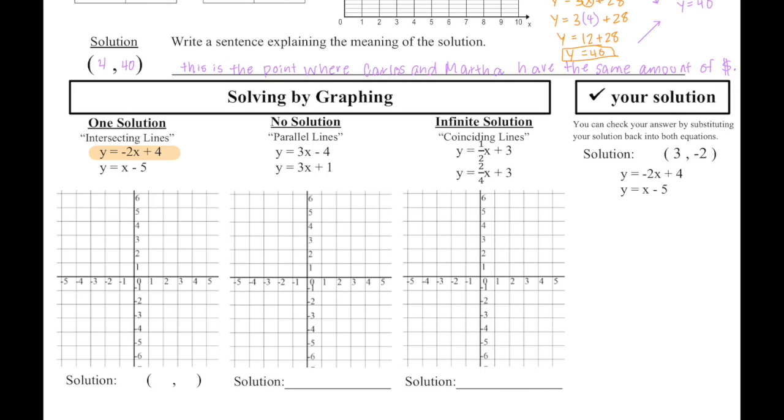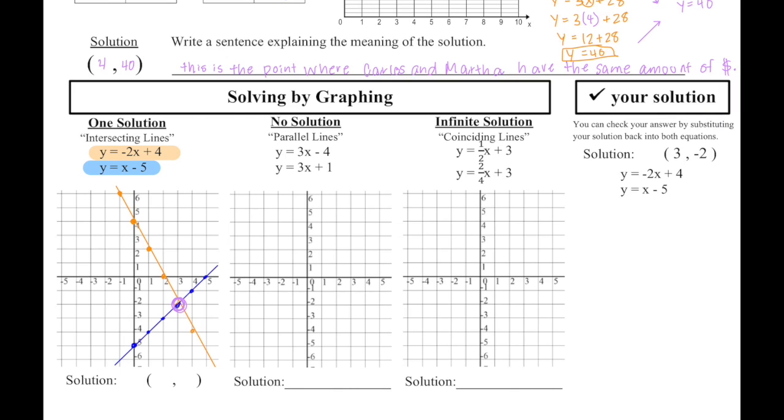So first, let's look at a system of equations that has one solution. I'm going to do everything with the top line in orange and the bottom line in blue. I'm first going to plot the y-intercept of the orange line, which is at 4, and I will go down 2 over 1 for every point after that. Now let's graph the blue line, starting at the y-intercept of negative 5, and I will go up 1 and over 1 for every point after that.